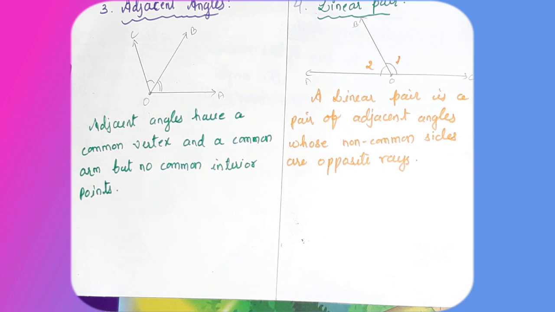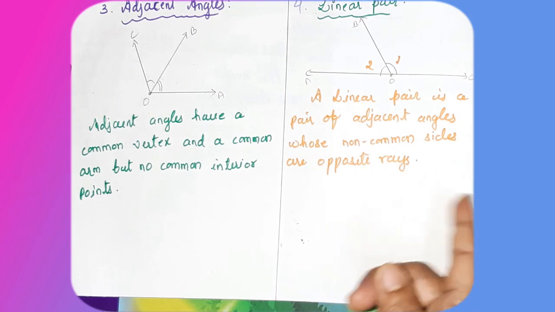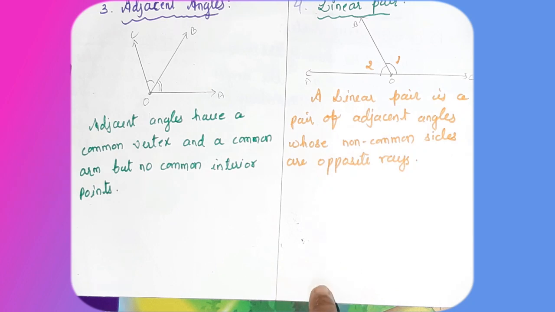The next one, I think it is the last kind in this, that is vertically opposite angles. Finished now. Okay students, now we are learning vertically opposite angles. Already we have learnt four kinds of angles. Which are those? Complementary angles, supplementary angles, adjacent angles, and linear pair. The last kind now we are learning is vertically opposite angles.